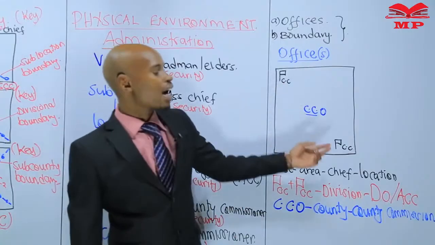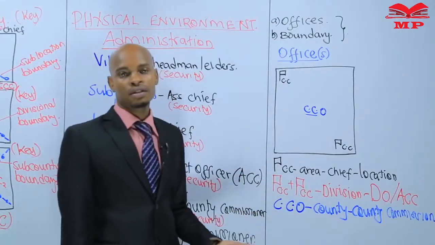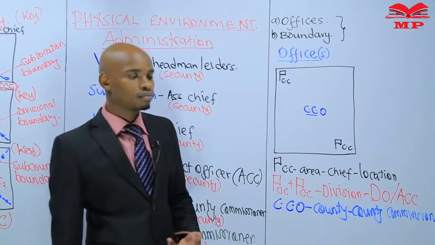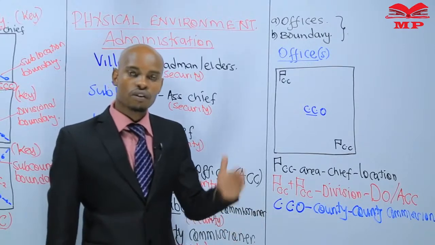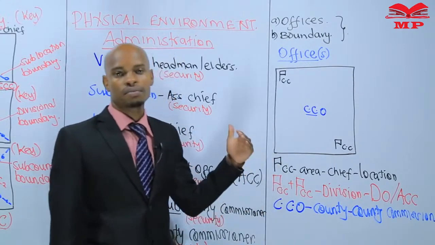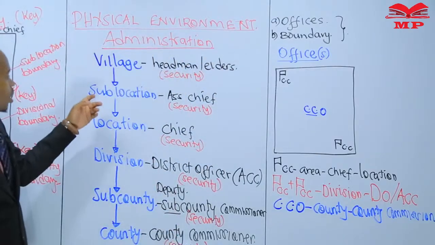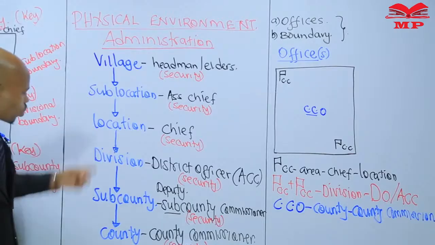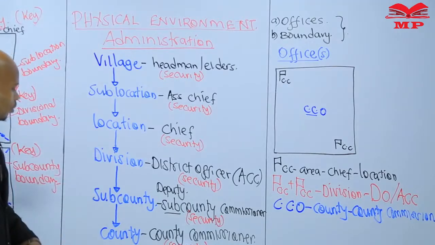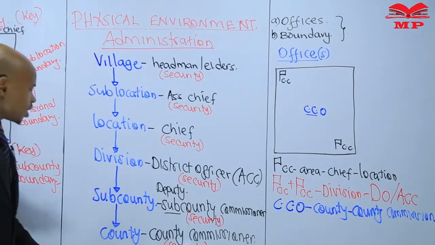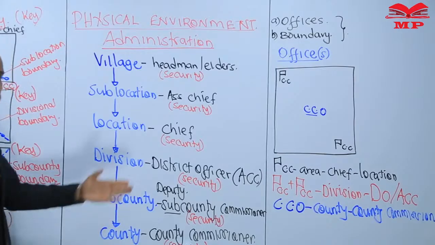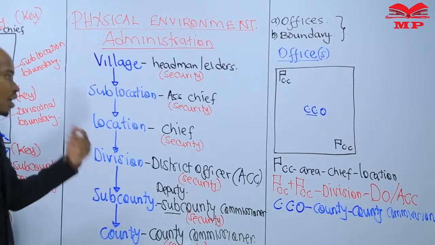What if there are more than 1 office that are not the same? Simple. Go for the highest office according to the hierarchy. If there is a sublocation office, there is a location office, there is a division office, or probably there is also another sub-county office, you go for the highest.